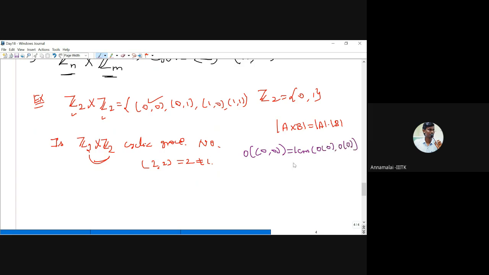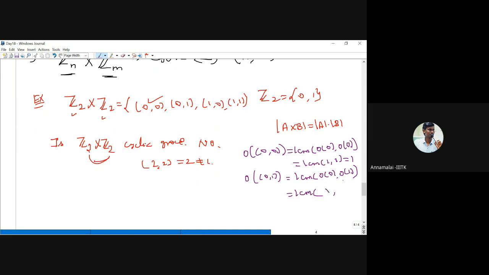But the order of the identity element is 1, therefore LCM of 1, 1 is nothing but 1. Now if you take the second element (0, 1), what is the order of this one? That is LCM of order of 0 and order of 1. The order of the identity element is 1.